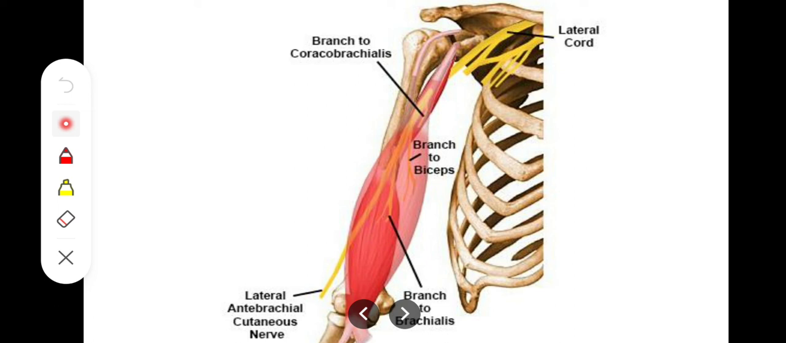So in this way, this nerve has some muscular branches in the arm, cutaneous branches in the forearm, communicating branches also in the forearm, and some articular branches to the elbow as well as to the shoulder joint. So with this note, we are done with the musculocutaneous nerve in detail. I hope it was helpful for you, and I hope that you learned about its origin, course, termination and various branches.